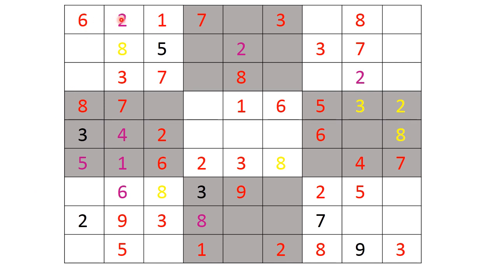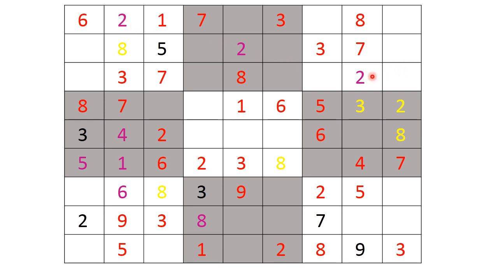In this row I can't enter 2 over here as 2 is already present here, and this place is also not empty as 2 is over here, and even in this column 2 is present here. So the only place vacant is this one. So I'm going to write 2 over here.